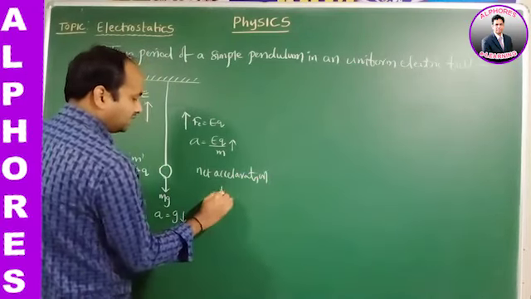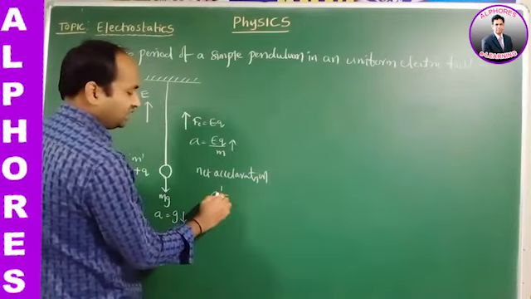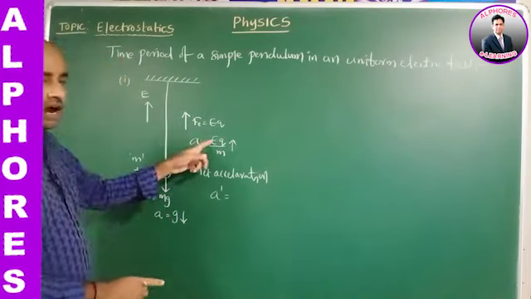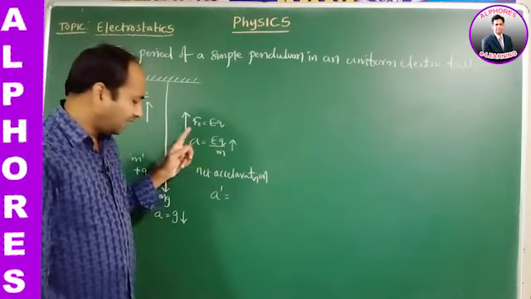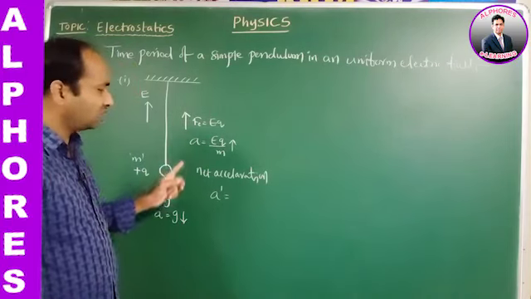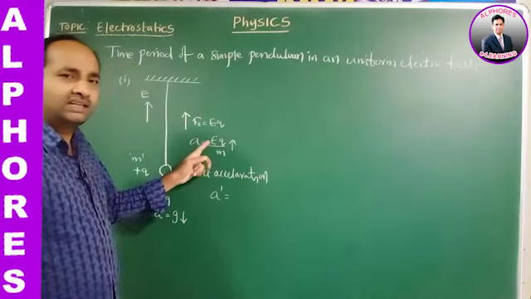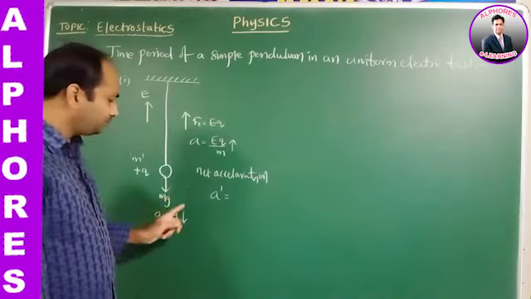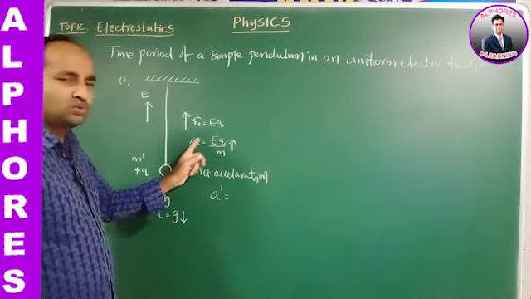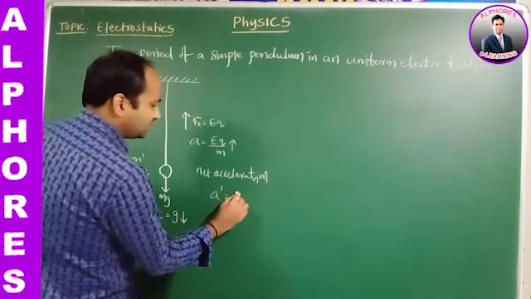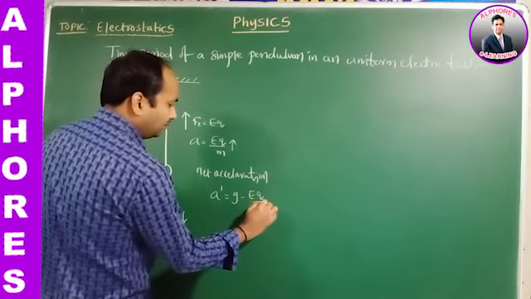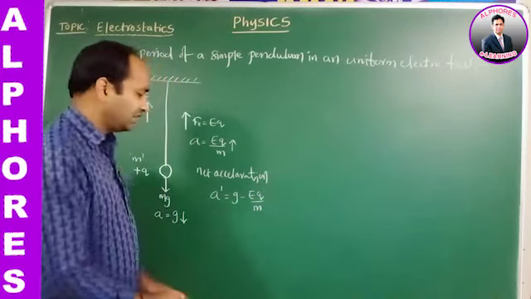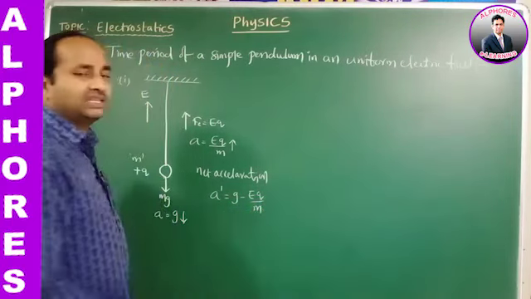What is the net acceleration A dash? These two vectors are opposite in direction. Acceleration is a vector and they act in opposite directions. So the resultant is the difference between these two accelerations. So A dash is equal to g minus Eq by m.